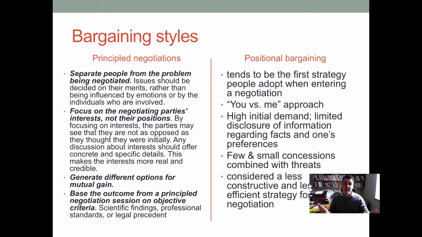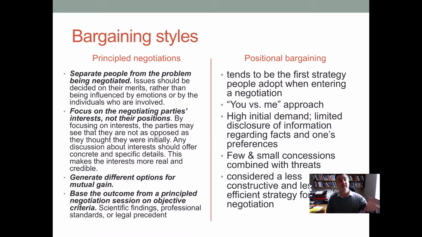We have two different bargaining styles: principled negotiations and positional bargaining. Positional bargaining is really when you go to the dealership and you see the car dealership as the enemy. They want the best price for themselves, so you want the best price for your car. In business negotiations, it's very, very prominent. It's you versus me approach, high initial demand. You give away very little information regarding what your own facts are, what your own preferences are, and then throughout you give very few and small concessions combined always with threats.